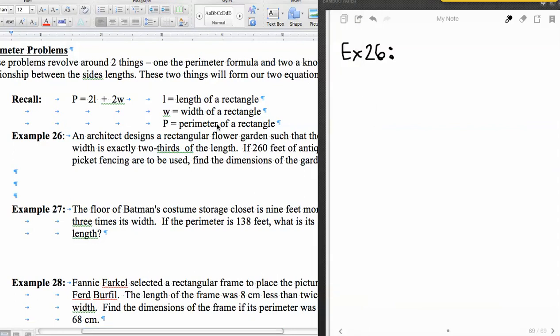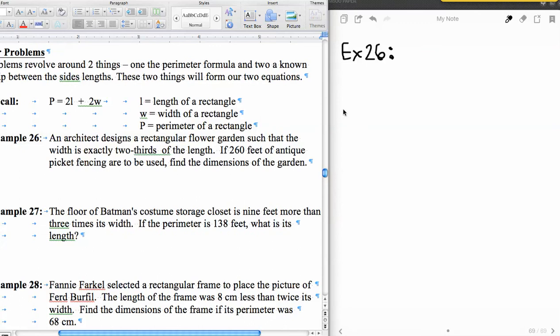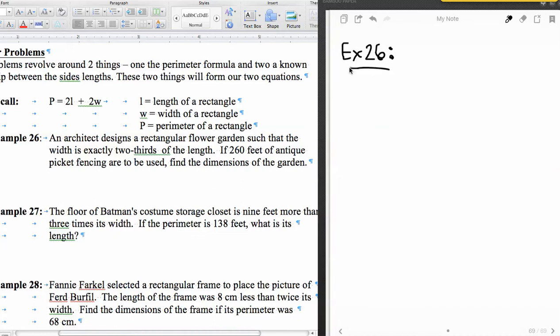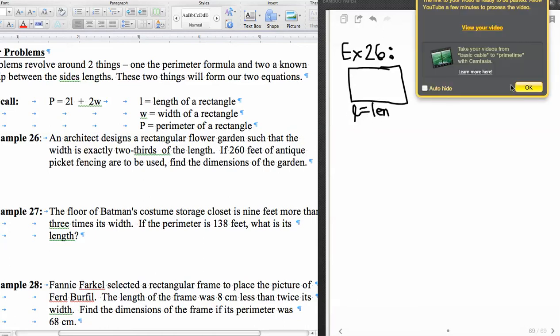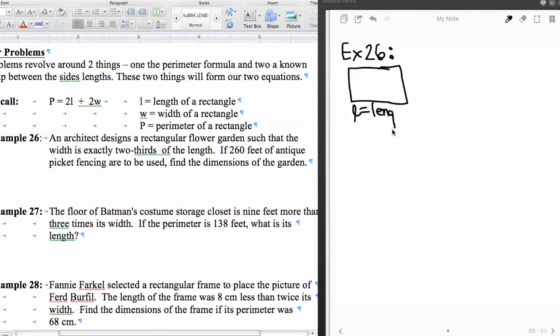In example number 26, it says an architect designs a garden such that the width is exactly 2/3 of the length. If 260 feet of antique picket fencing are to be used, find the dimensions of the garden. So I'm going to draw a little rectangular garden. The width is exactly 2/3 of the length. I'm just going to call the length L right now, and then I'll write in the W for the width over here.